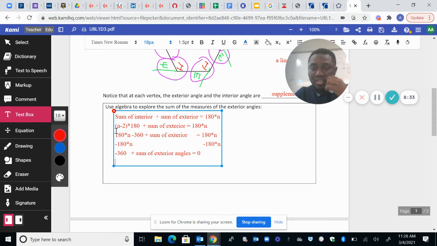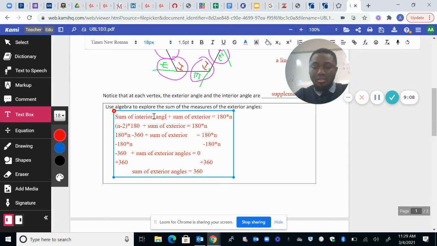Then at the end of the day, if we add 360 on both sides, then minus 360 plus 360 is 0. So we'll be left with the sum of exterior angles equals 360, because 360 plus 0 is 360, okay?